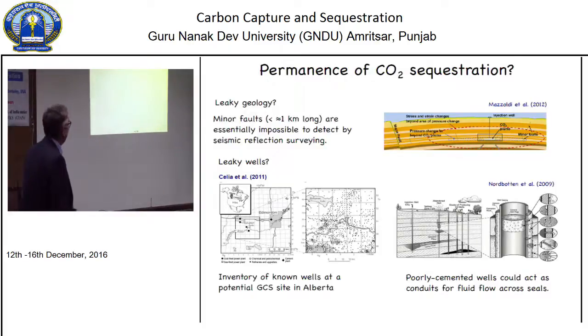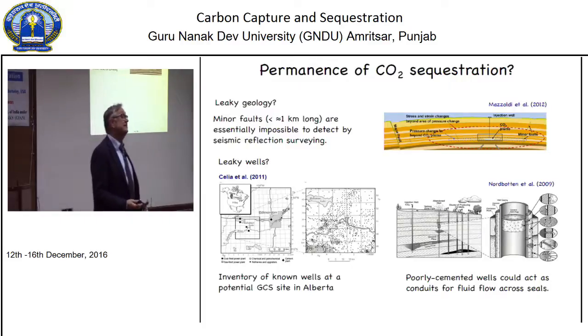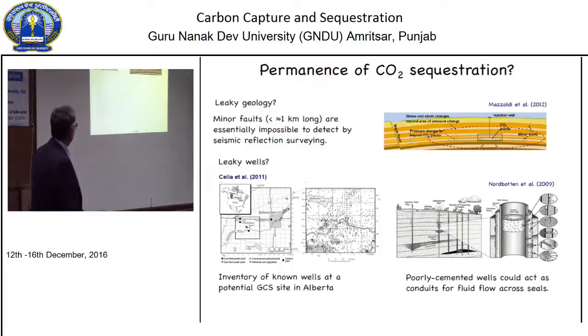So what is the permanence of CO2 sequestration? There are concerns. One of them would be what I would call leaky geology. Here's a picture of an injection well. Here's my CO2 underground, and everything looks fine and well, but there are these little minor faults. These small geological faults are not easily measured by the existing seismographic techniques. And what you could have is one of these minor faults being a conduit for the CO2 to come back up into the atmosphere. And they're very difficult to detect.